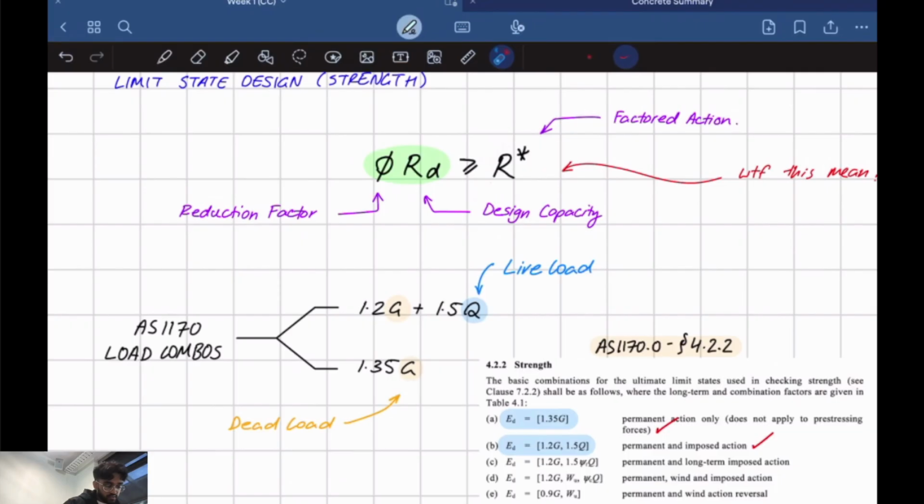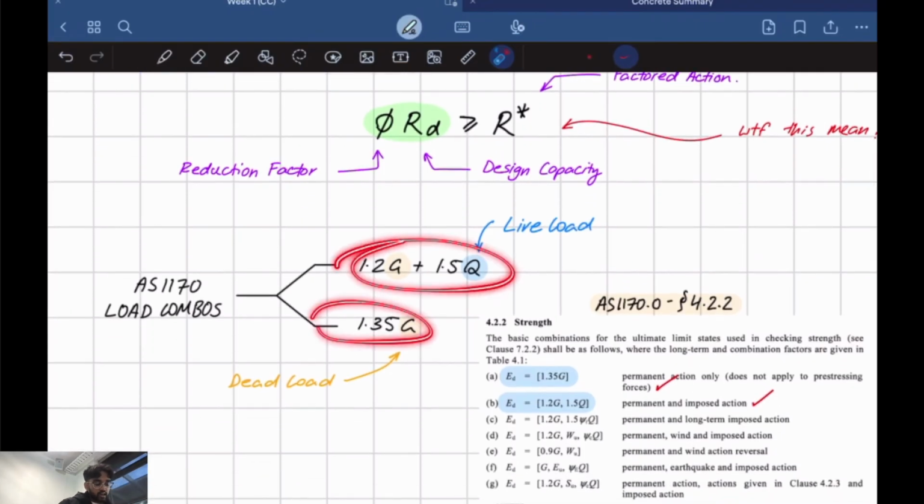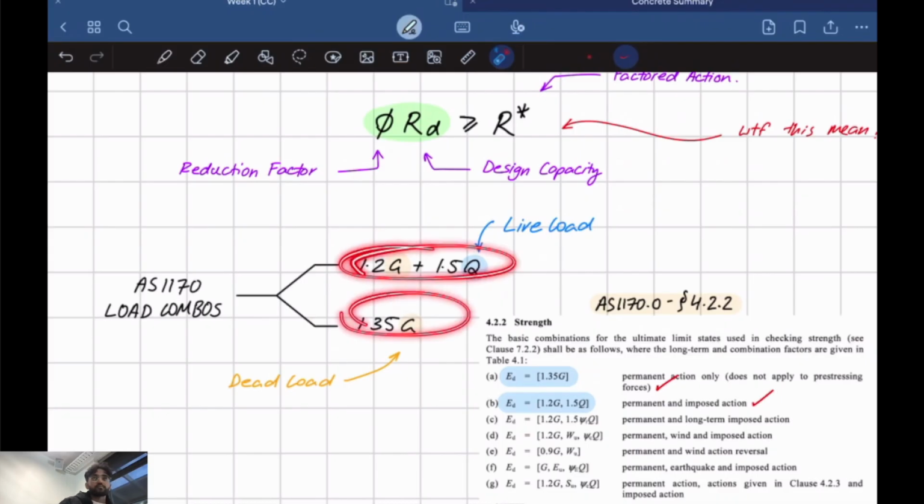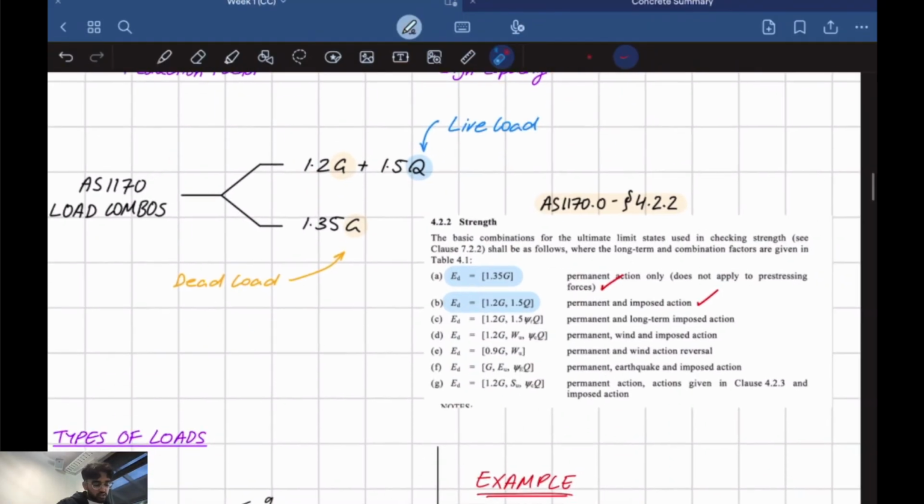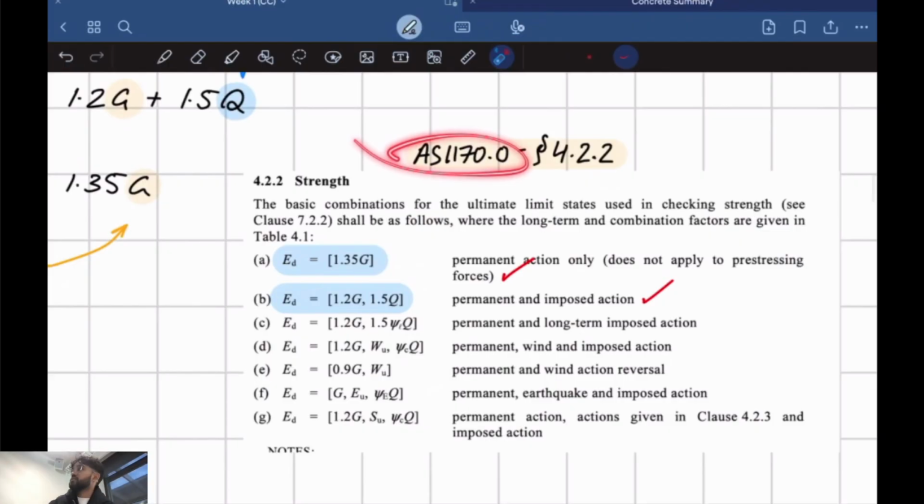So we have two different kinds of combinations that we use. We have to calculate both of them: 1.2g plus 1.5q, and also 1.35g. Do we take the maximum or minimum out of these two? Maximum? Yeah. Why? Yeah, it's the worst case, exactly. We're saying there's more load acting on it. This is a screenshot straight from the standards, AS 1170.0, clause 4.2.2.